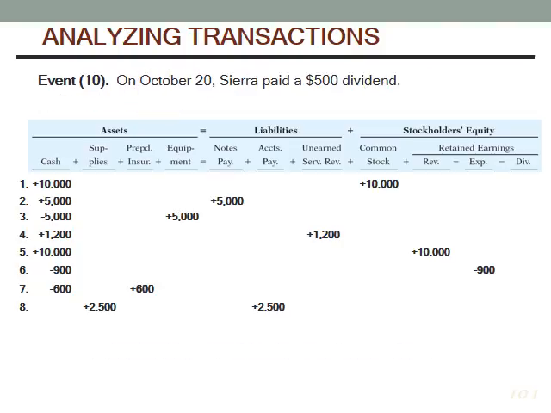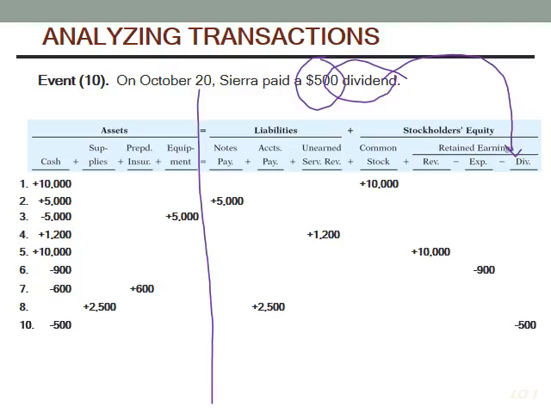All right. Number 10. On October 20th, Sierra paid a $500 cash dividend. So cash went down. What's the other side? Dividend. That's part of ED over here. So a decrease in cash and a decrease to stockholders' equity, because remember, ED, expenses and dividends, are decreased. So if we looked at our equal sign, we've got a decrease on the left and a decrease on the right.